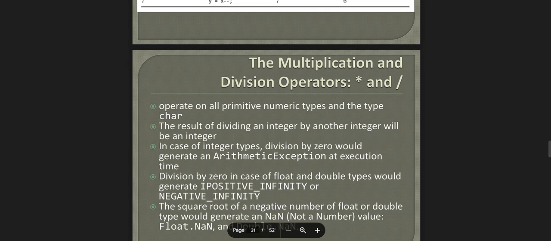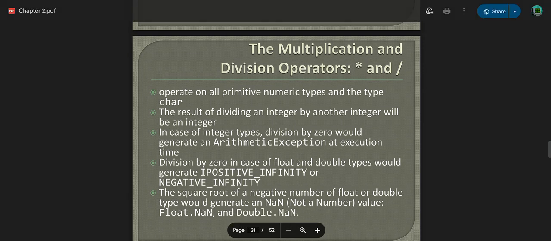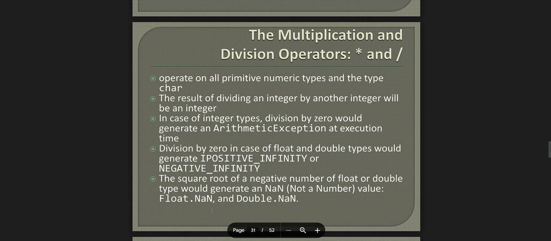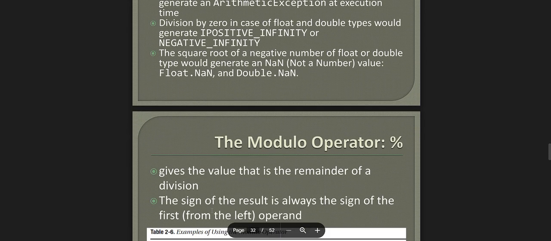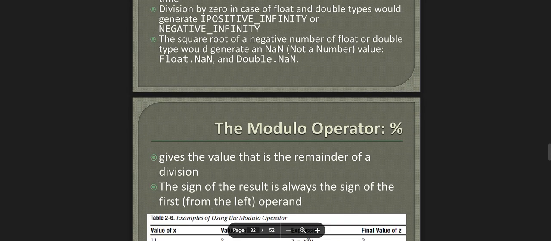The result of dividing an integer by another integer will be an integer. In case of integer types, division by zero would generate an arithmetic exception at execution time. Division by zero in the case of float and double types would generate positive infinity or negative infinity. The square root of a negative number of a float or double type would generate the not-a-number value, NaN. The modulus operator gives the value that is the remainder of the division.